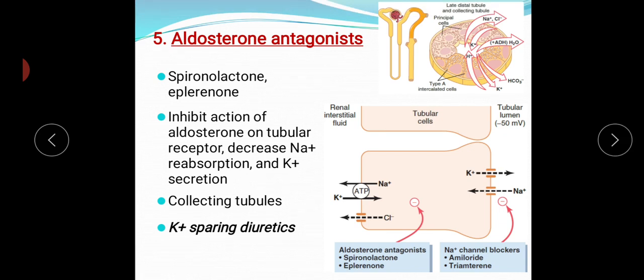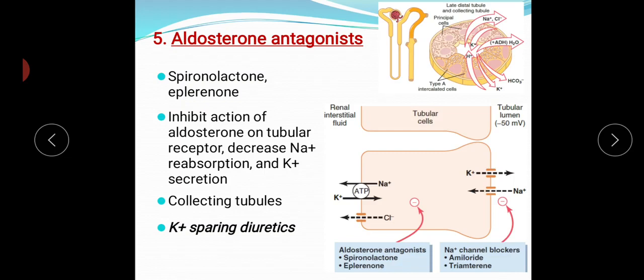Okay, now you know that the late distal tubules and the collecting duct have two types of epithelial cell. Okay, one is the principal cell and the second is the intercalated cell. The principal epithelial cells are basically concerned with the reabsorption of sodium and the secretion of potassium. But the intercalated cells are concerned with the reabsorption of potassium and the secretion of H plus ion. Here, these drugs are mainly working over the principal cell.